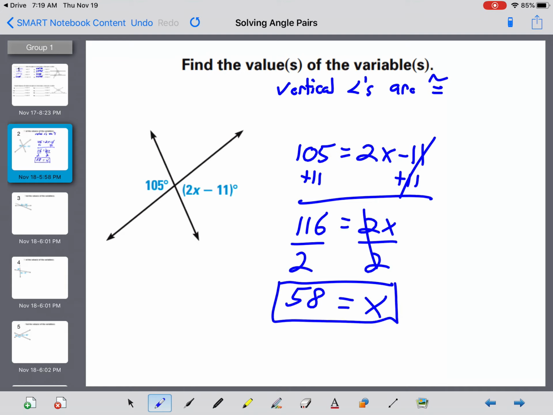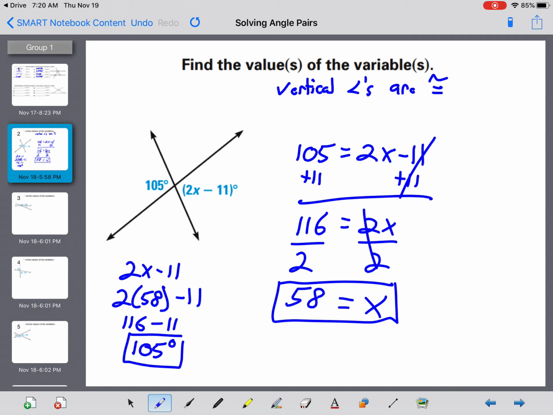Now what I would like you to do is to solve for both sides, since 2x minus 11 is really 2 times 58 minus 11. Well, 2 times 58 is 116 minus 11, which is 105 degrees. Which makes sense because these are vertical angles and they are congruent.